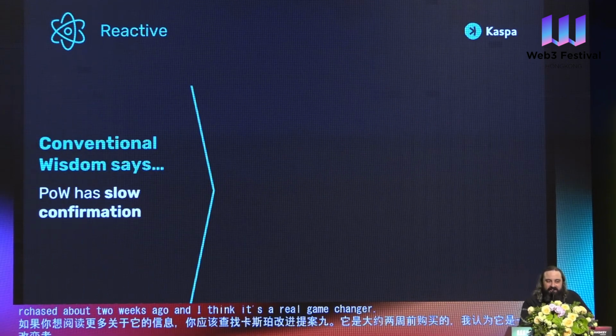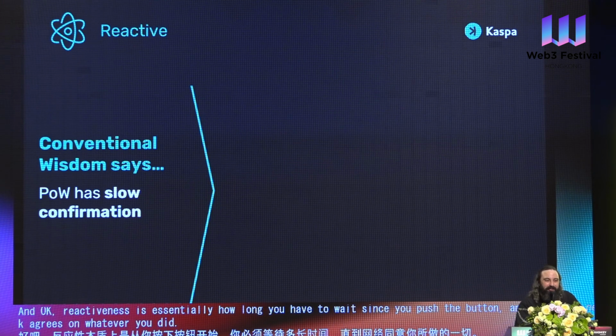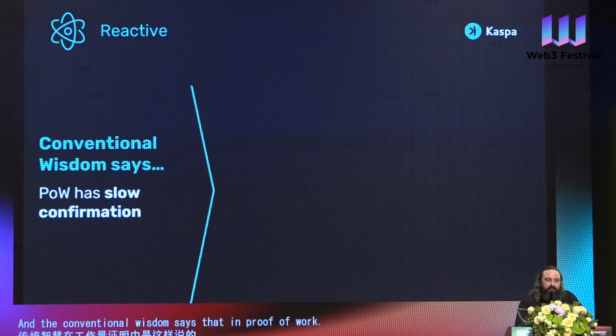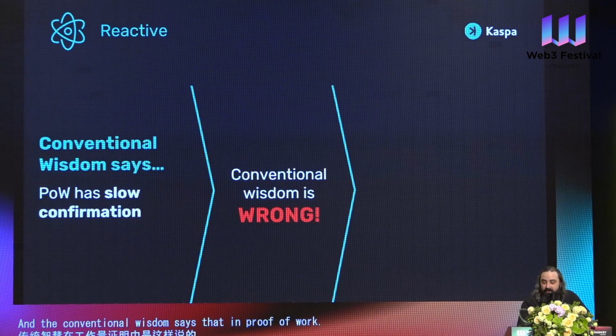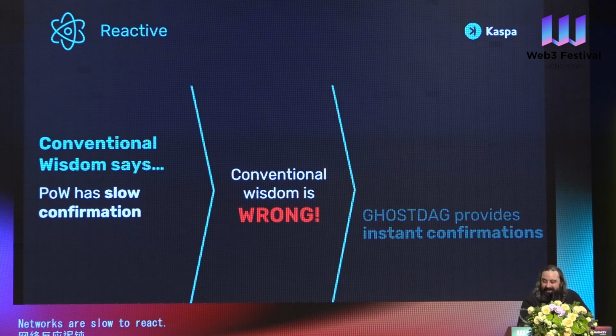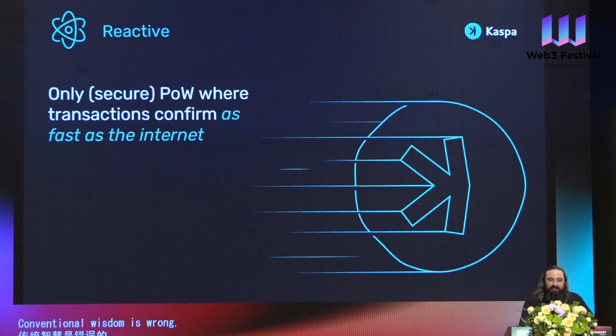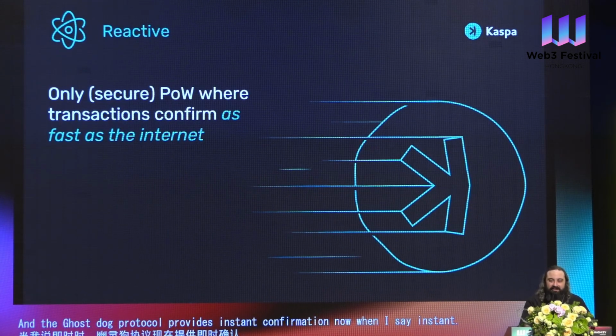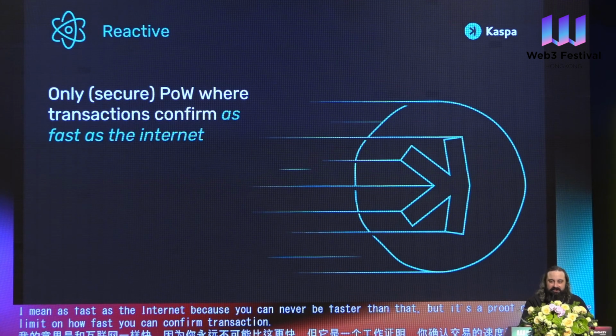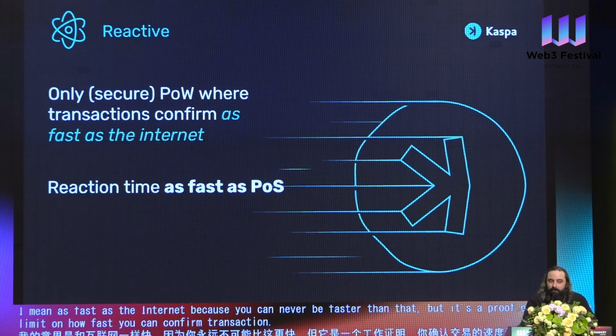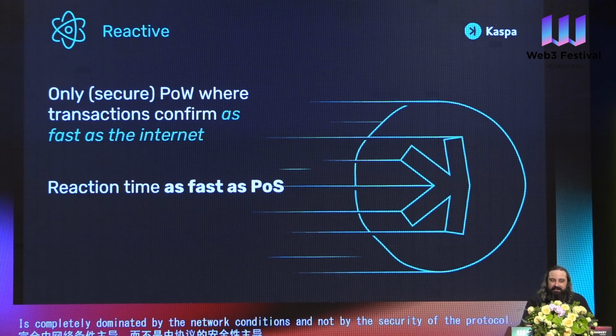Okay, reactiveness is essentially how long you have to wait from when you push the button until the network agrees on whatever you did. And the conventional wisdom says that in proof of work, you don't have good reaction time, that proof of work networks are slow to react. Conventional wisdom is wrong. The Ghost-Dog protocol provides instant confirmation. Now, when I say instant, I mean as fast as the internet, because you can never be faster than that. But it's a proof of work where the limit on how fast you can confirm a transaction is completely dominated by the network conditions and not by the security of the protocol. So essentially, it's as fast as proof of stake.